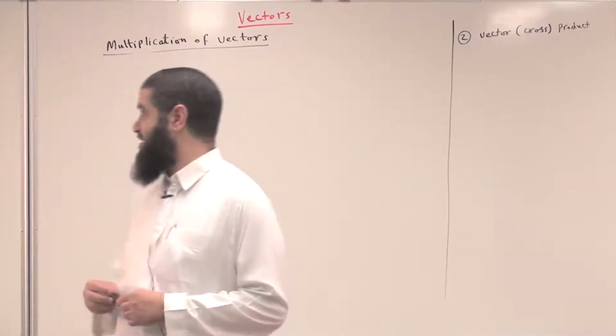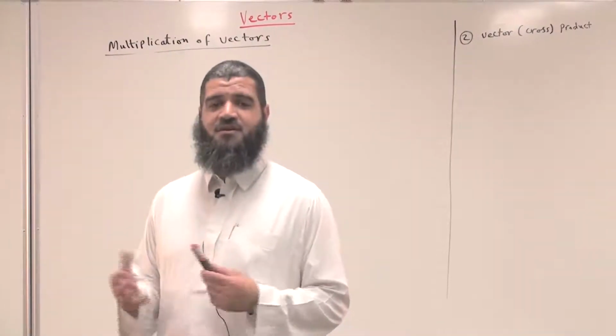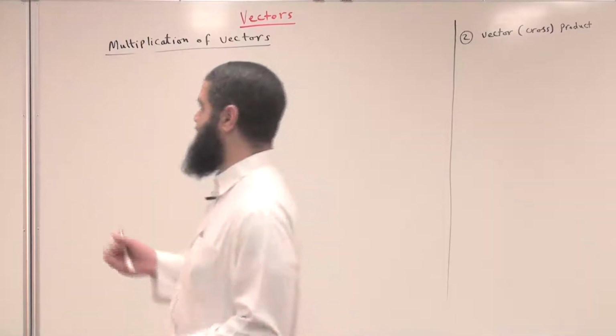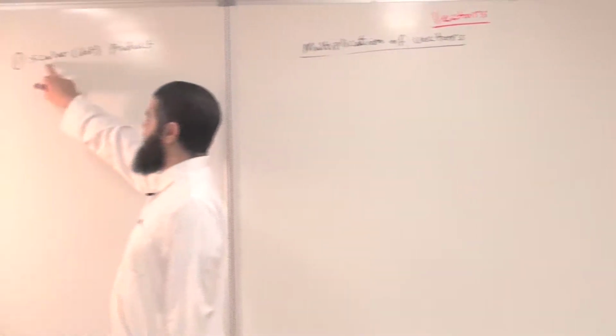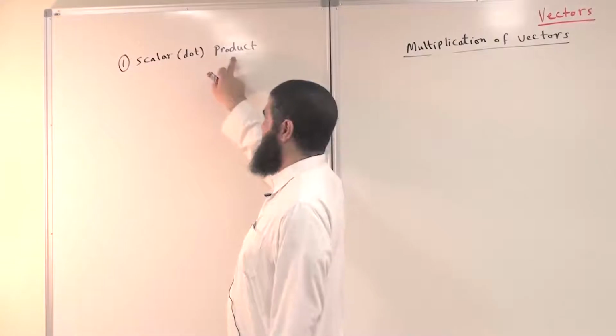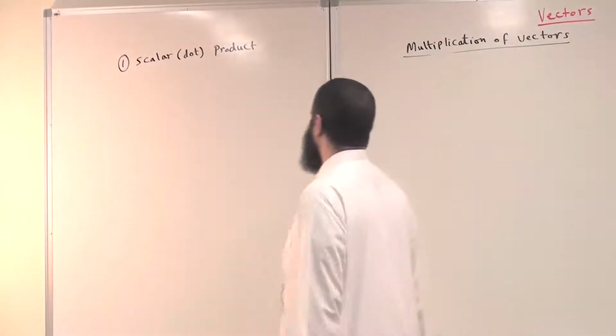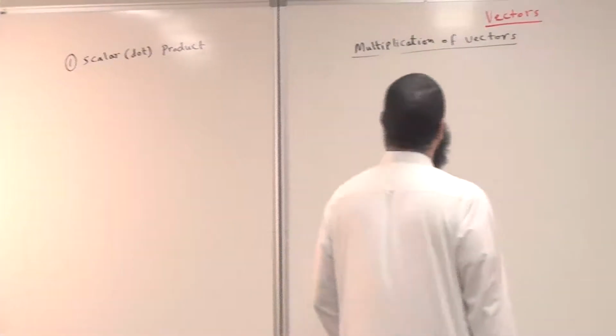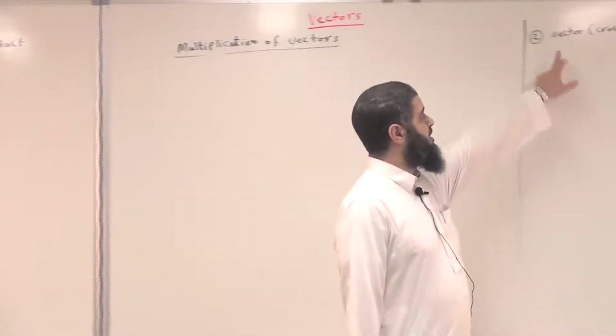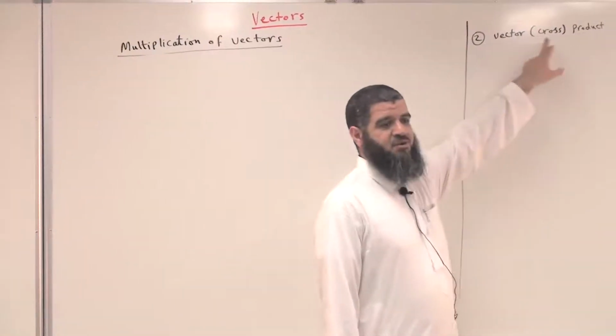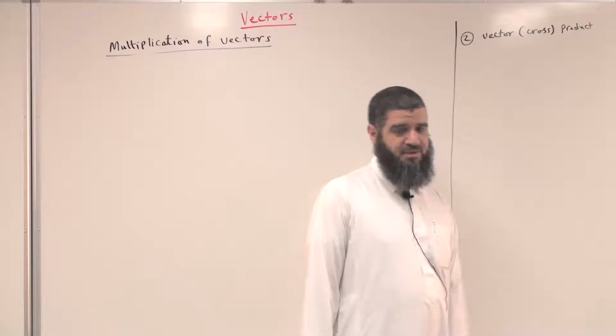Now, in vectors, we have two different ways of multiplication. The first one is the scalar, or sometimes we call it dot product. The other type of multiplication of vectors is the vector, and sometimes we call it cross product.